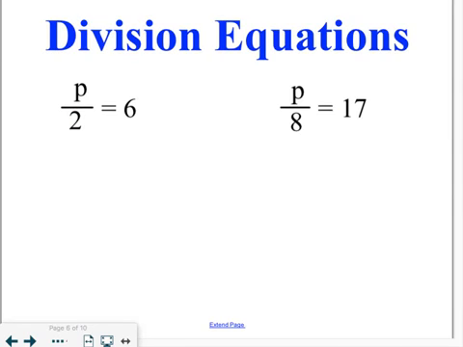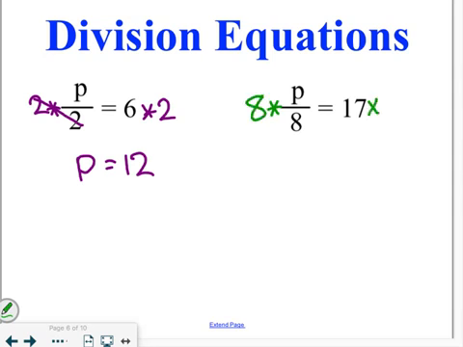Last operation that we have to work with is our division equations. In order to undo or inverse division, we need to use multiplication. So we should be multiplying by 2 to get rid of dividing by 2. If you do it on the left side, you do it on the right side, so p is equal to 12. Same thing happens with the next problem. We need to undo to solve. Multiplying by 8 on both sides gives us p is equal to 136. So the key thing here is that you are undoing the operation by using its inverse.